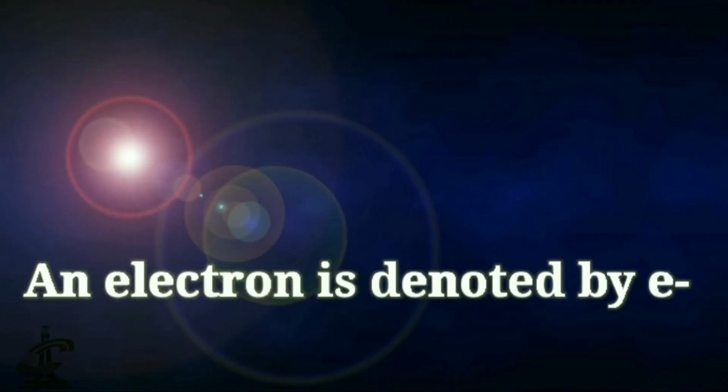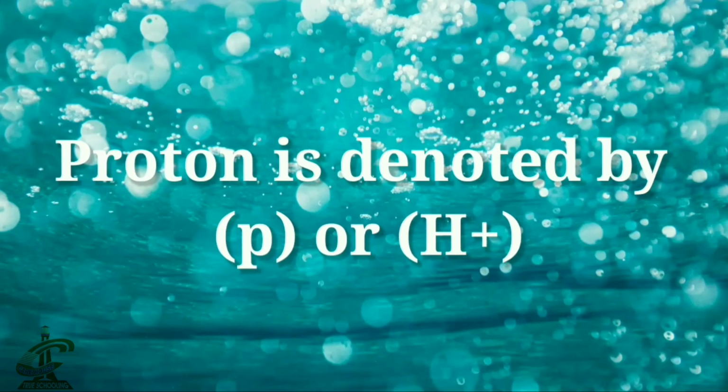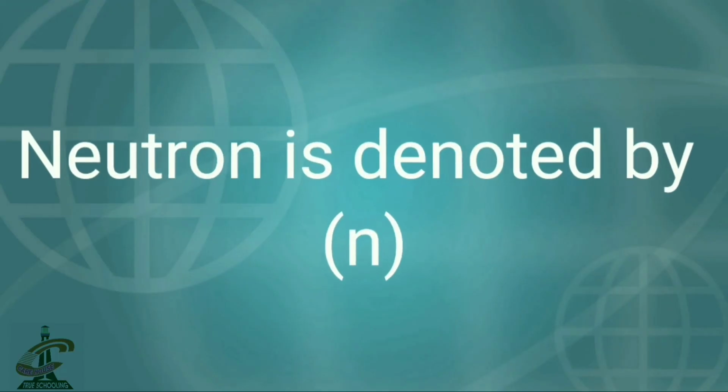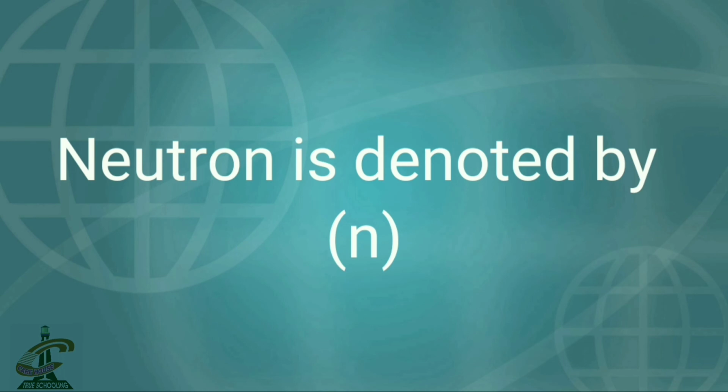So dear students, an electron is always denoted by e. Proton is denoted by small p or capital H plus. And neutron is denoted by small n.